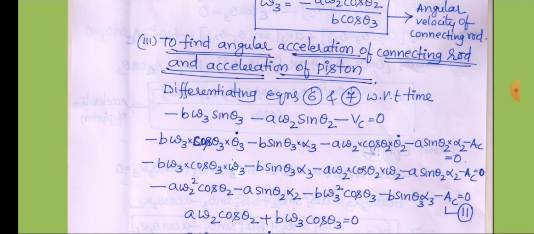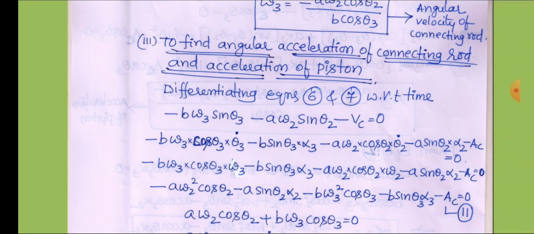To find acceleration, once again, what I do is very simple. To find velocity, what I did, I took the real and imaginary parts of equation 3. They are 4 and 5. I differentiated equations 4 and 5 to get velocity. Now, I will take equations 6 and 7, because 6 and 7 are the real and imaginary parts of the velocity components. So, differentiate equations 6 and 7 with respect to time. I am going to get acceleration.